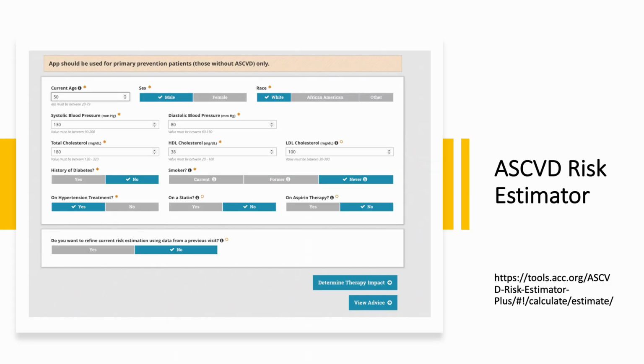Before we start talking about the treatment of high blood pressure, we need to estimate the cardiovascular risk factor. So we have this ASCVD calculator. I'm going to provide a link in the description.